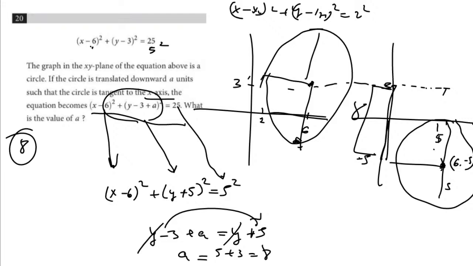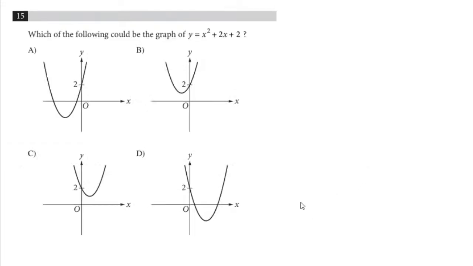Let's go to the next question. Okay. So there is a graph, and we need to find which of the graphs could be the graph of this given function. First thing I might advise is just to find the vertex of this. What is the vertex? Let's rewrite it in the vertex form.